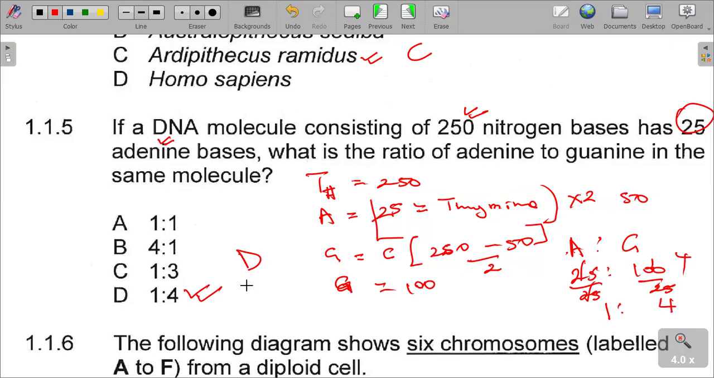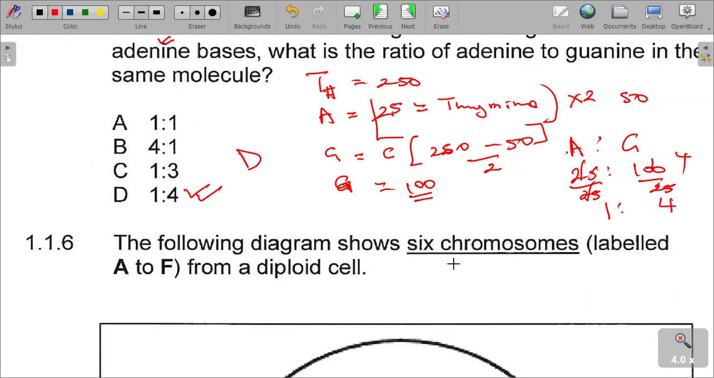Take note of this calculation. Total number of bases 250 minus 50, because adenine and thymine have the same number of bases. Then we divide by 2, 200 divided by 2, we get 100. So G is equal to 100, and A is equal to 25. So we simplify the ratios. That's what we need to understand.